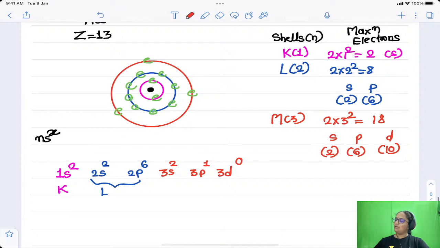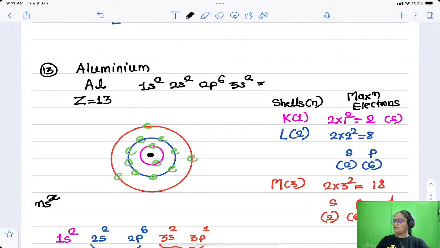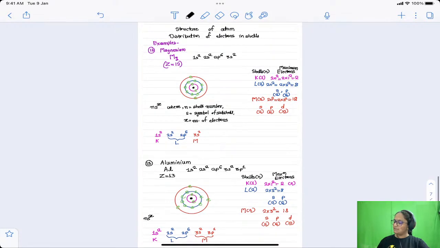As there is no electron in 3d, I will just delete it, right? So this is about the M shell, right? 3s2 3p1, and hence the electronic configuration of aluminium will be 1s2 2s2 2p6 3s2 3p1. Okay, yes. Now you can do one thing. First of all, just take a screenshot of this page.